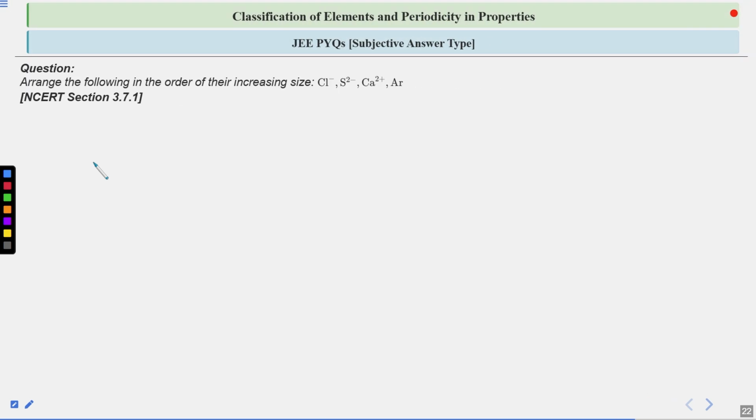Now, let us try to compare them. So, the correct order will be this. I have said it earlier: greater is the charge, smaller is the size; lesser is the charge, greater is the size. So, an inverse relation is always followed here. Therefore, your S2 minus will have the greatest radius.